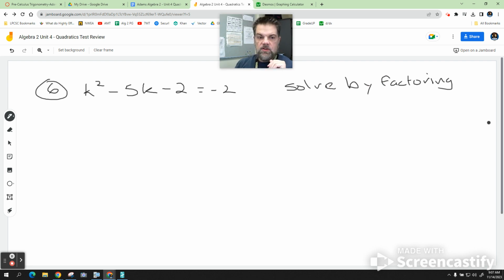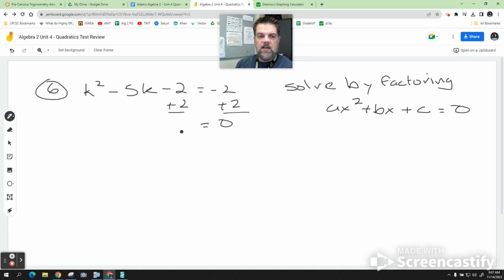So we're going to add 2 to both sides, because remember, the first step, whether we solve by factoring or use the quadratic formula, is to make it look like ax squared plus bx plus c equals 0. So I'm going to add 2 to both sides. Got to make that right-hand side equal 0. So that equals 0. Oh, hey, look, so is this. Uh-oh, that's something new.